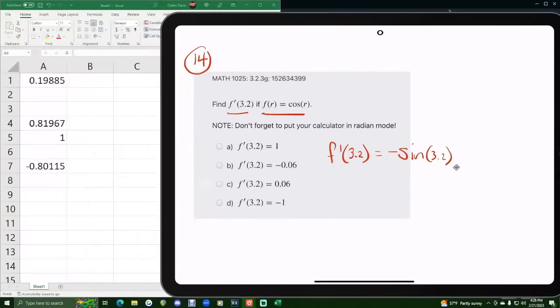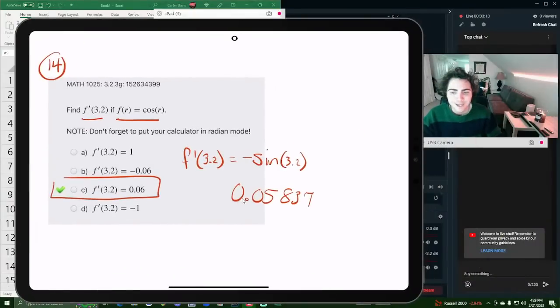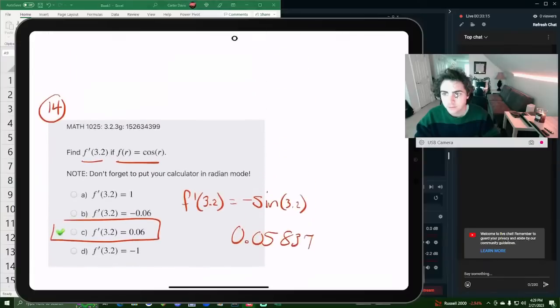Let's see if we can demonstrate this in Excel. Curious if calling this negative sign will work out. I have a feeling it will not. So we get that. Let me make sure it's the same as if we did negative 1 times sine, because that'd be more accurate just in case. And it still works. Okay, that's reassuring. So negative 1 times sine should give us a positive 0.06. To be exact, 0.05837. All right. Hope that makes sense. Nothing too crazy there. That was number 14.